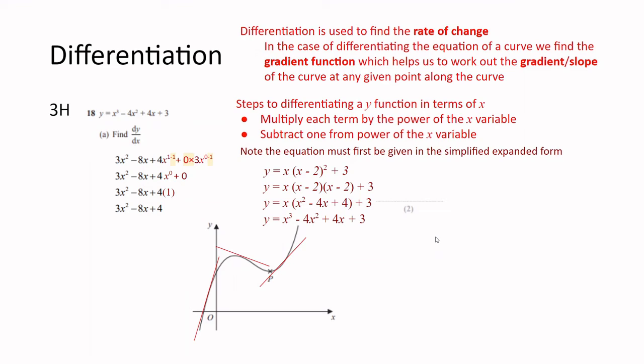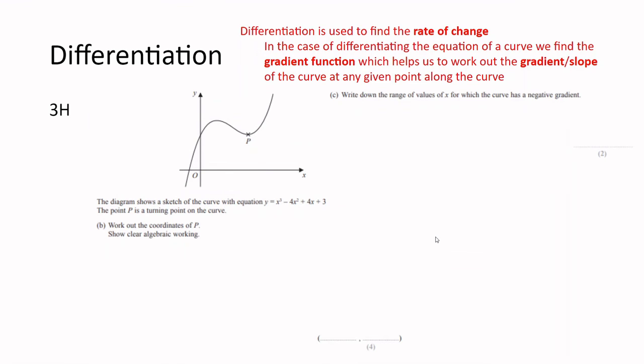But moving on to use differentiation in the gradient function, in part B, work out the coordinate of P. And you should notice that P is at a turning point on this curve. It's not sloping upwards, it's not sloping downwards, it's actually where the gradient is completely flat, completely horizontal. And that is the case at any turning point on a curve, at the local maximums and at the local minimums. The gradient will be equal to 0. Now, I can see that the gradient here is equal to 0 by drawing the tangent through point P.